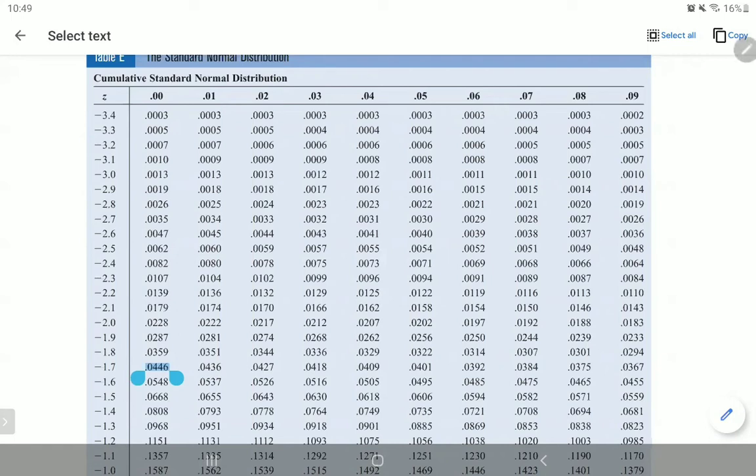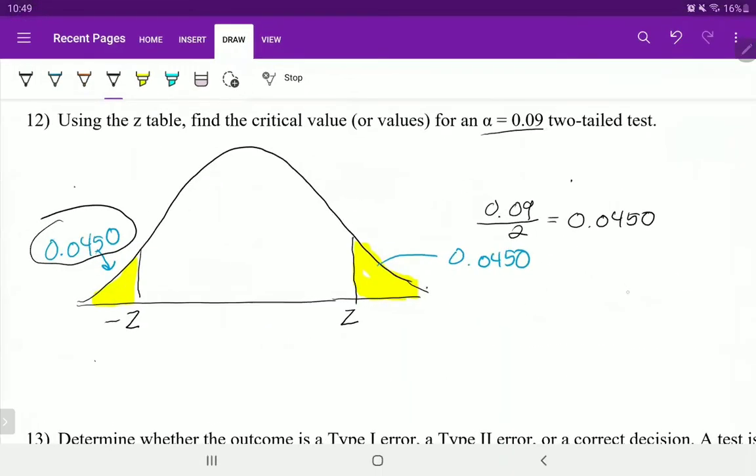In this case, 0.0446 is closer than 0.0455. Therefore, if you take that z-score, it's going to be negative 1.70. So here, z is equal to negative 1.70. Because it's a normal distribution and it's symmetrical, the z-score on the right side will be positive 1.70. And those are the critical values in this case.